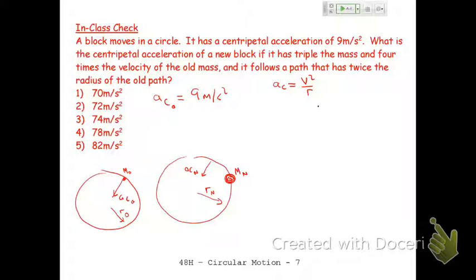So here's what you do. You say AC new, that's what I want to find, over AC old, is equal to, well, it's going to be AC new over 9. That's an important step because people mess up on that step. Which is equal to V new squared over R new divided by V old squared over R old.